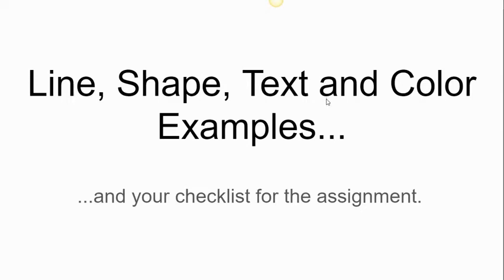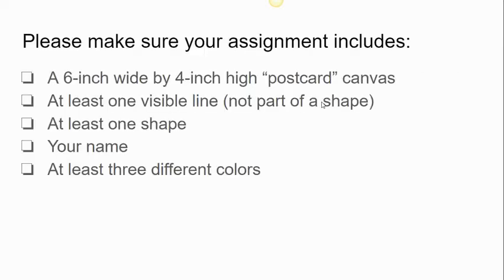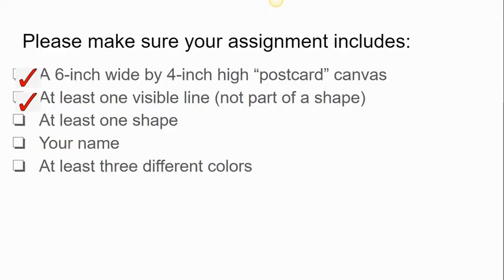Okay, students, here is your example for completing the line, shape, text, and color assignment in Sketchpad. Please make sure that your assignment includes the following: a 6-inch wide and 4-inch high postcard canvas. That canvas is the part of the screen that you're doing your drawing on. At least one visible line that is not part of a shape.